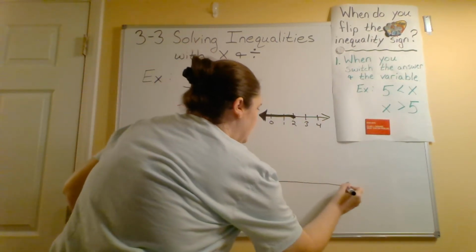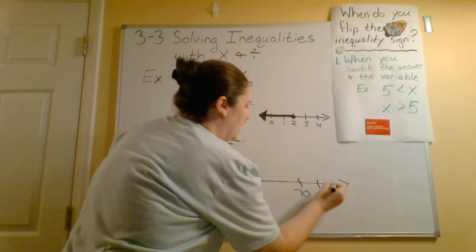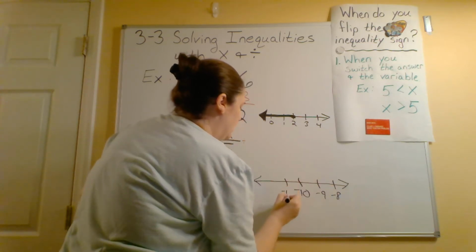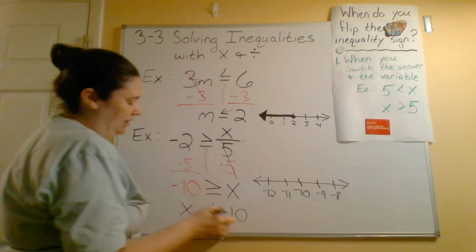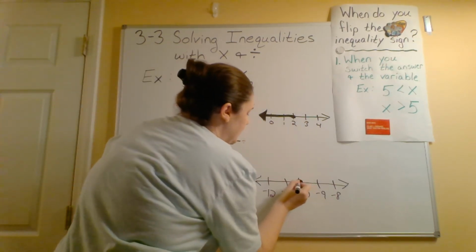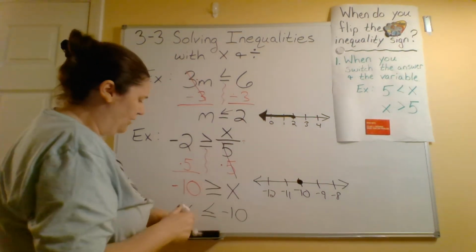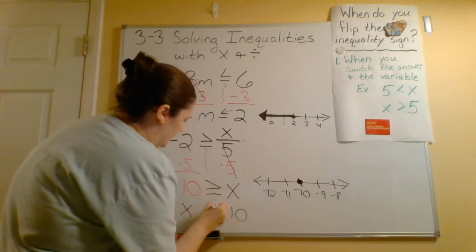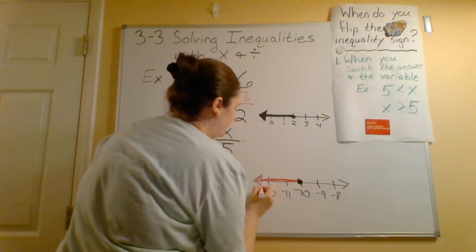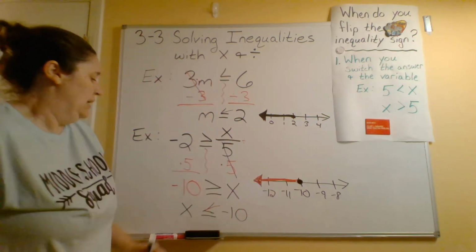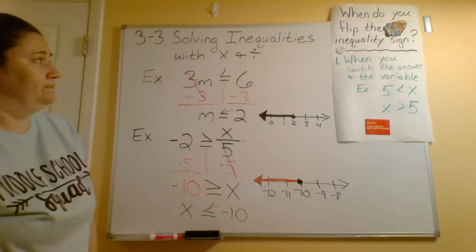X is less than or equal to -10. So here's -10. There's -9, -8, -11, -12. I need a closed circle on -10 because it's asking for all the numbers less than or equal to -10. And this arrow right here is pointing to the left. So that's the direction I need to draw my line. These are all the numbers that are less than or equal to -10. So this is the answer.